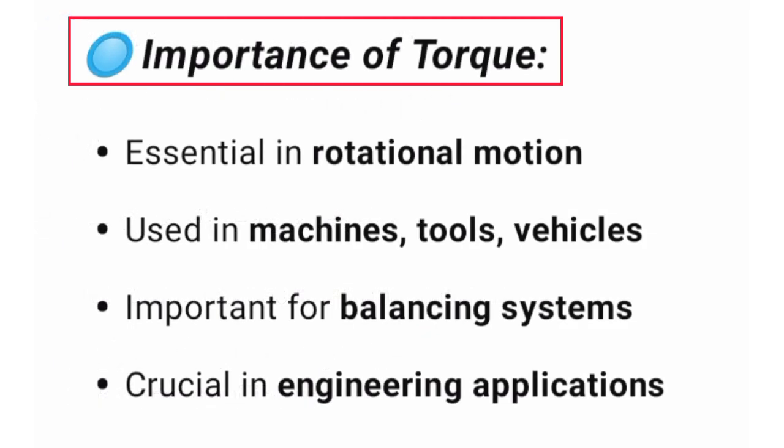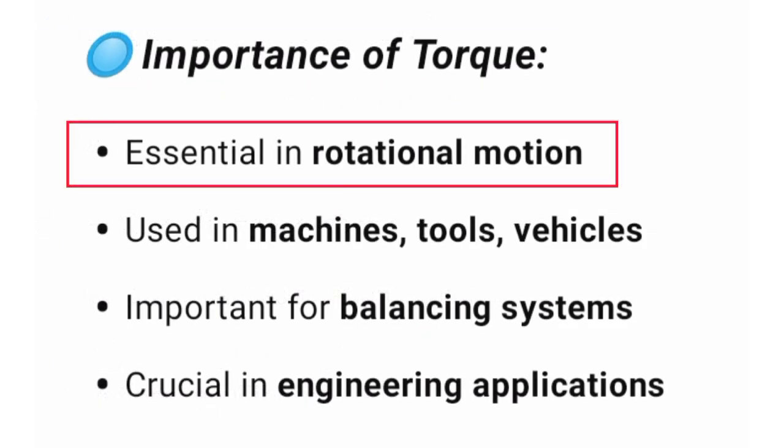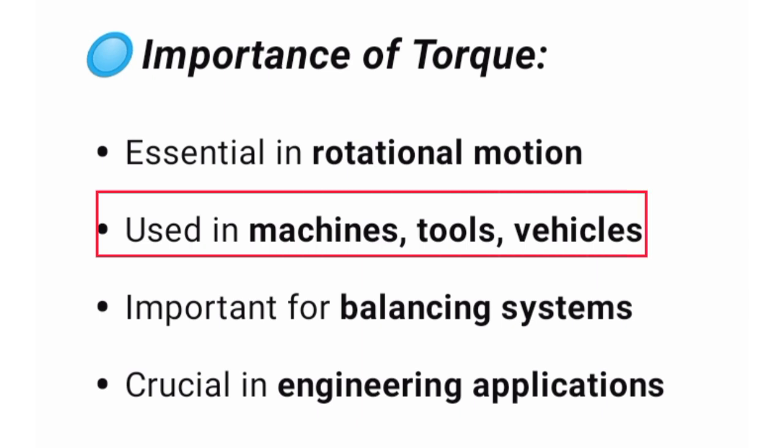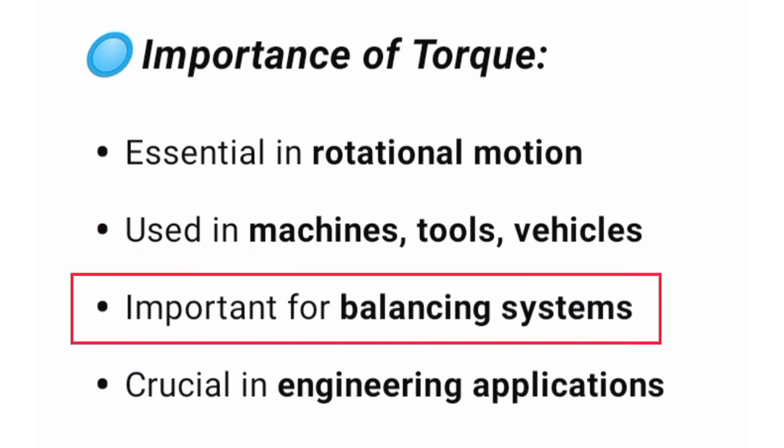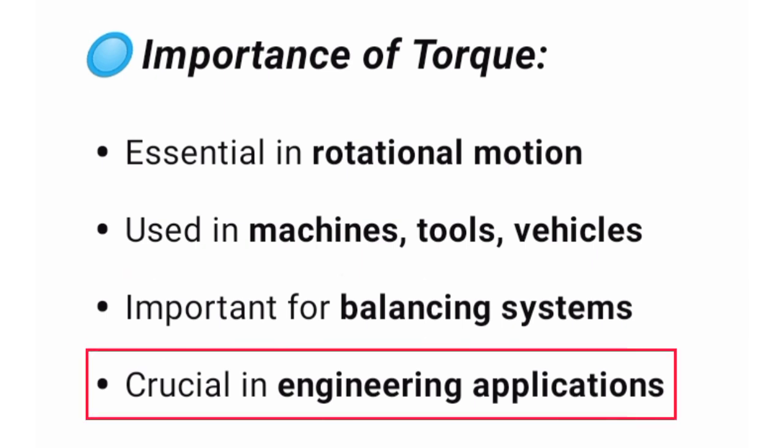Importance of torque. Torque is essential in rotational motion. It is used in machines, tools, and vehicles. Torque is also important for balancing systems and is crucial in many engineering applications.